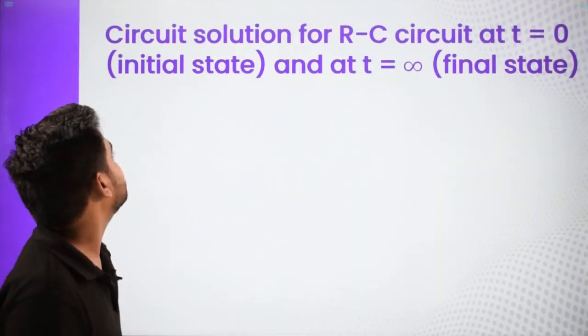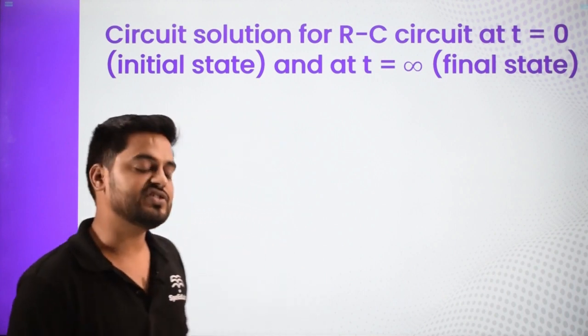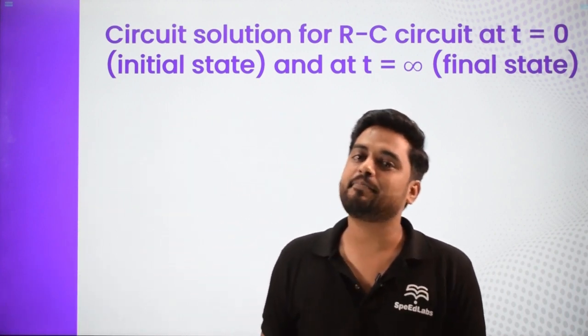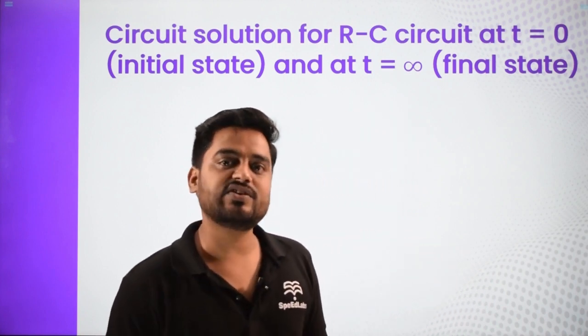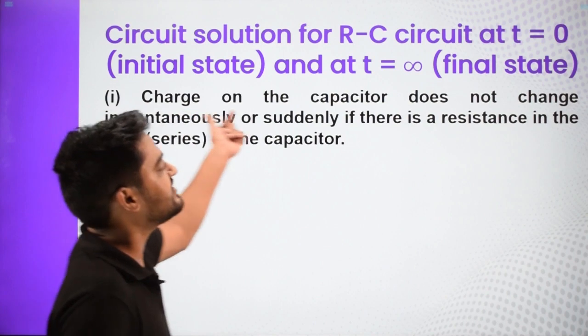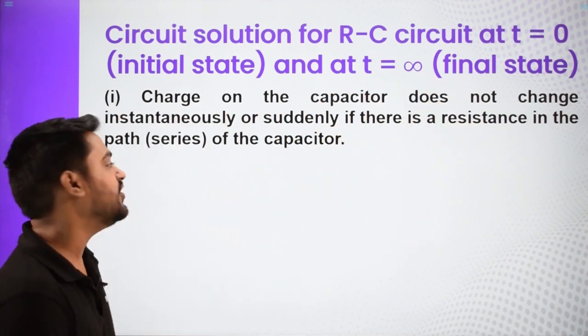So now let us discuss circuit solutions for RC circuits. So what are circuit solutions? Basically in this section, we are going to discuss what will happen if we connect our capacitor to a DC battery. So when we do that, what happens at the initial stage and the final stage, meaning at t equal to 0 and after a long duration.